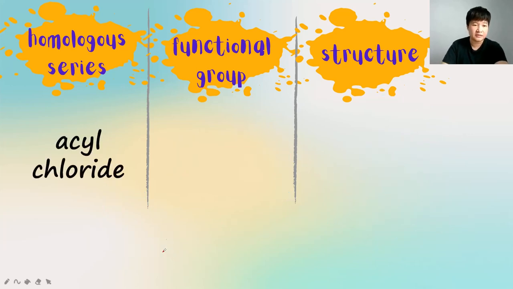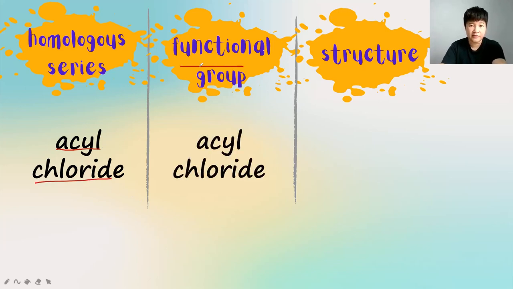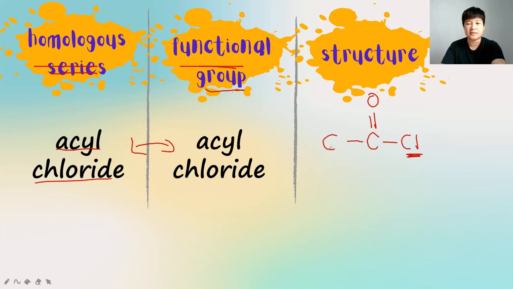Next, we have acyl chloride. For acyl chloride, the functional group has the same name as the homologous series. They have the same name over here. So how should acyl chloride look? Simple. C double bond O Cl. The C double bond O must be holding Cl. And you can see that the Cl is attached directly to the same carbon. And this bond must be bonded to carbon. One carbon, two carbon, 20 carbon, ring, it doesn't matter. But it must be bonded to carbon.